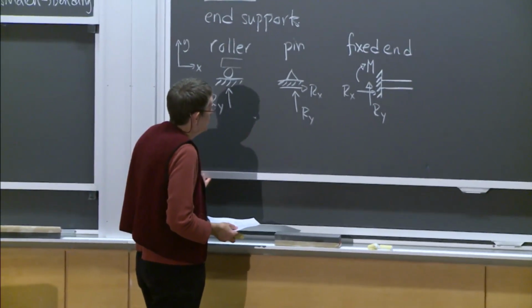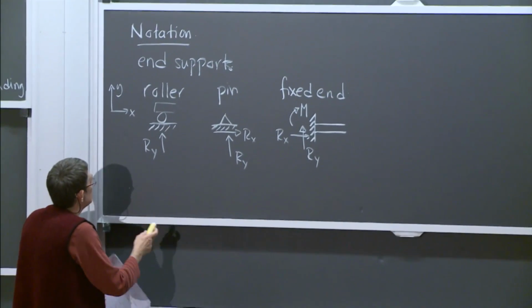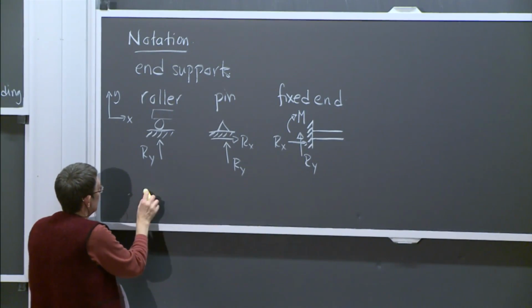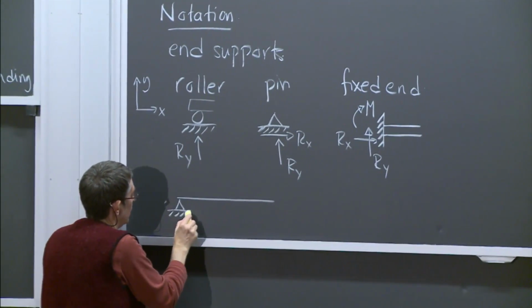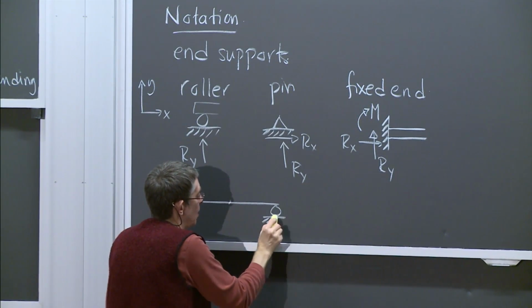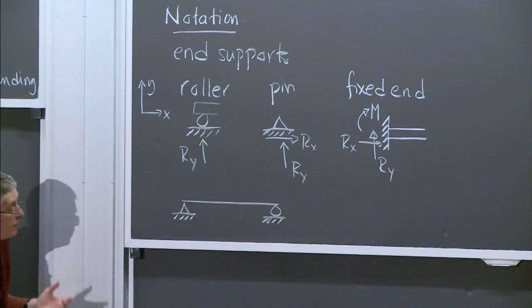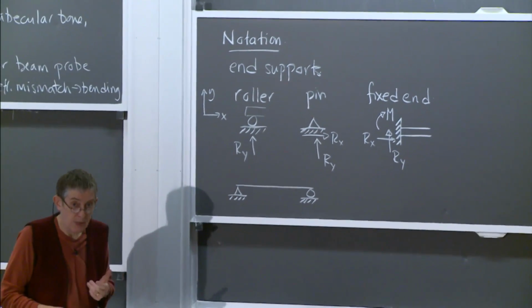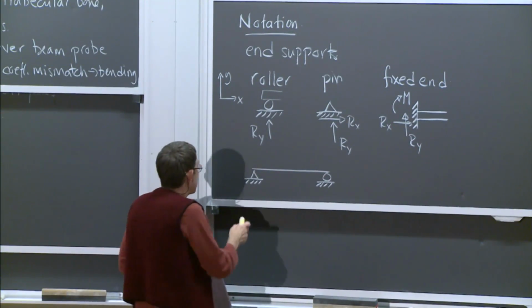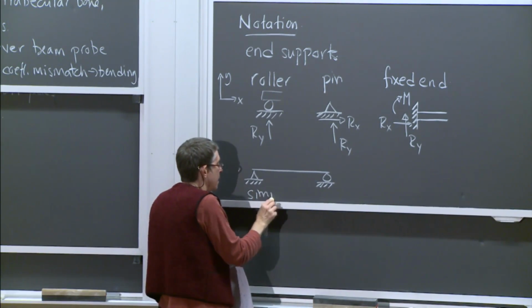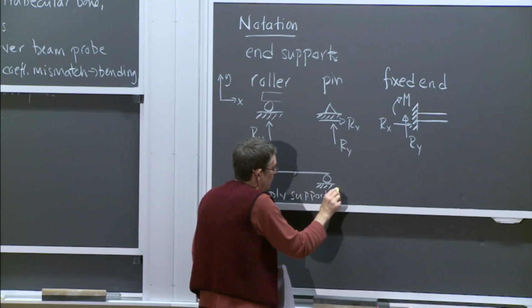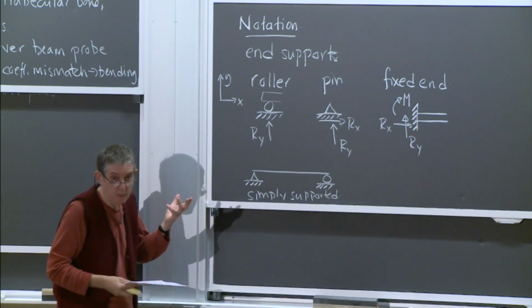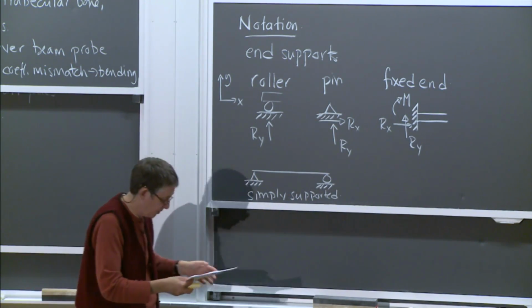Okay. So those are the end supports. There's also a couple of names for beams that are supported in certain ways. Say I have a beam that has a pin at one end and a roller at the other. That's called simply supported. So if I say a simply supported beam, it just means there's a pin at one end and a roller at the other end.